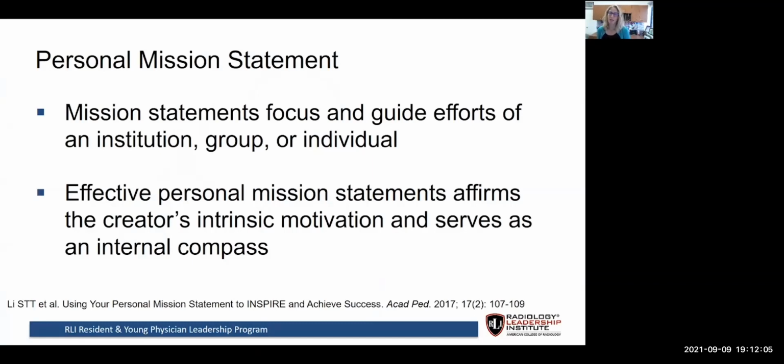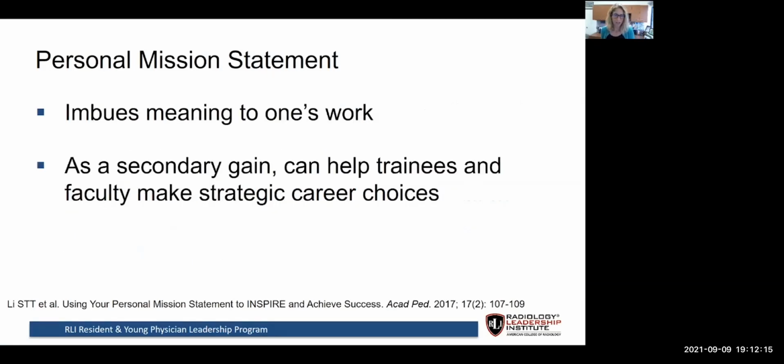Effective personal mission statements can affirm the creator's intrinsic motivation and serve as an internal compass to help you make informed career choices. Personal mission statements can imbue meaning to your work and can help you make strategic career choices, especially early in your career.